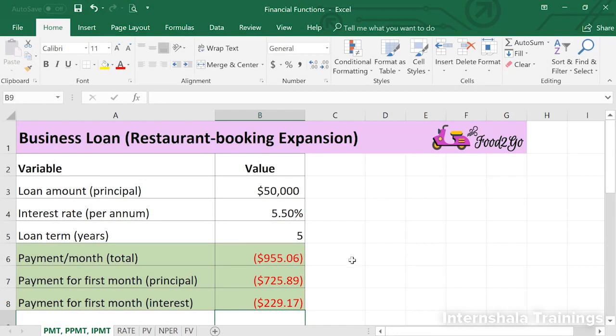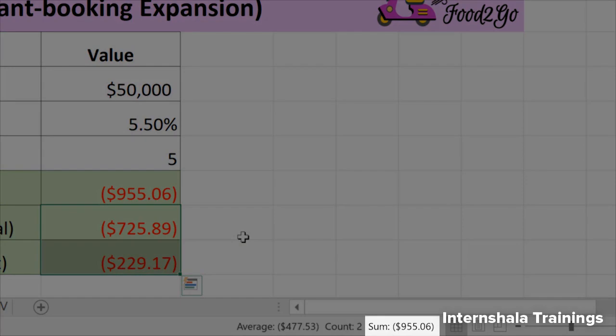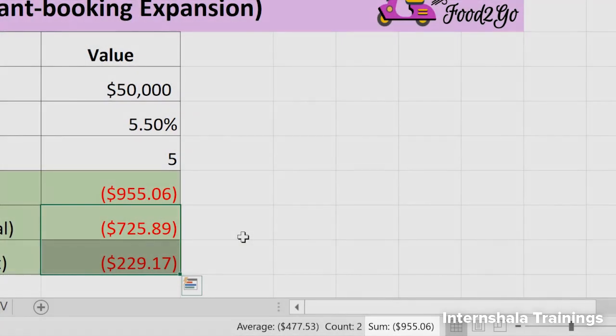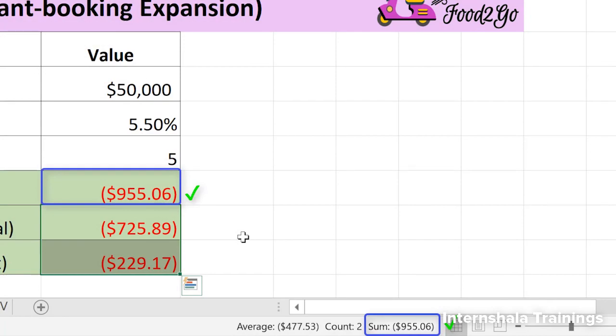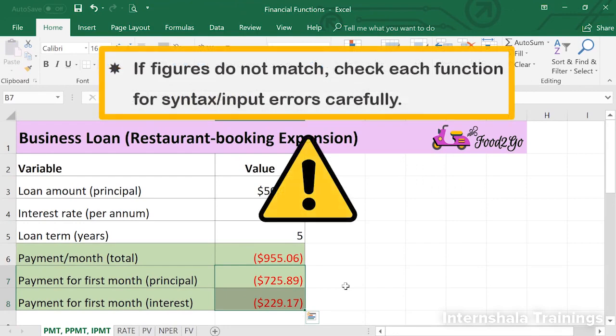Now that we've calculated both the PPMT and IPMT, let's highlight both the cells and check their sum in the status bar at the bottom. And as we expected, they add up to the monthly payment amount calculated by the PMT function. Now, in case the figures don't match, you should go through each function carefully and check all your inputs. Make sure that the same payment period is referenced in both functions.